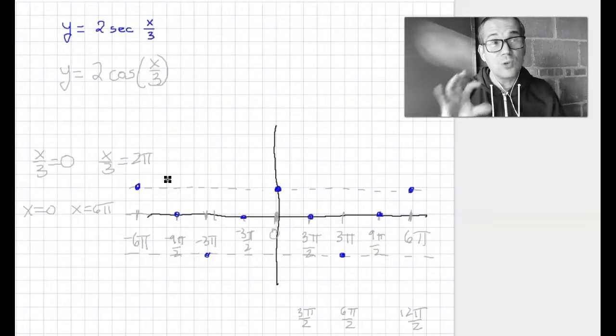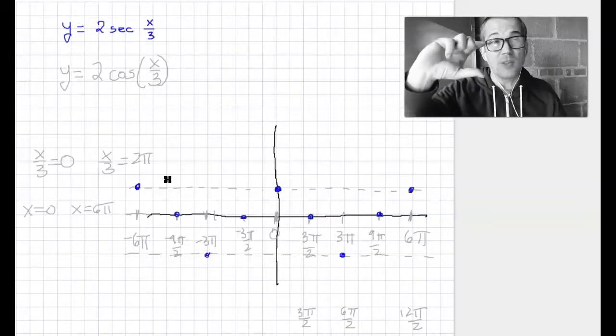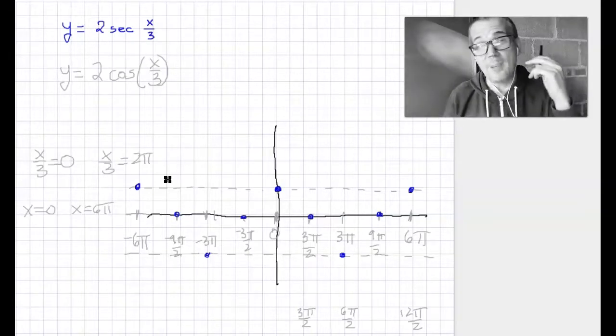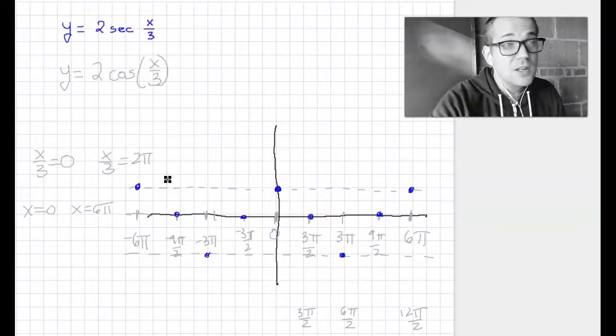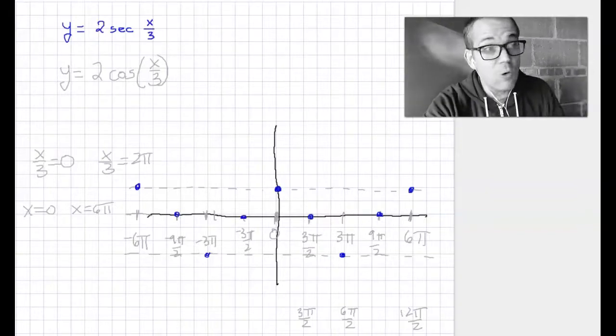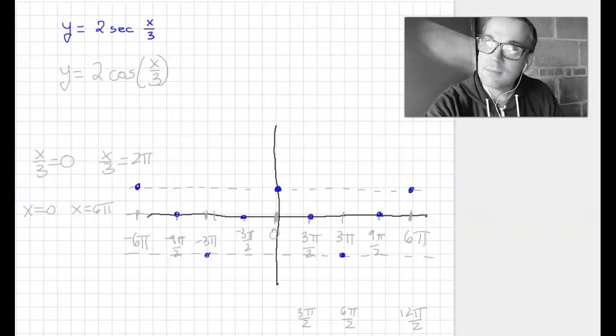I'm going to stop, but those are the key points I would have for cosine. So now how do we use those key points to help us deal with the reciprocal function of secant? I'm going to handle that in the very next video. So check it out, and I hope it is helpful.